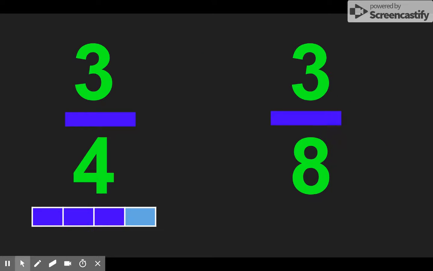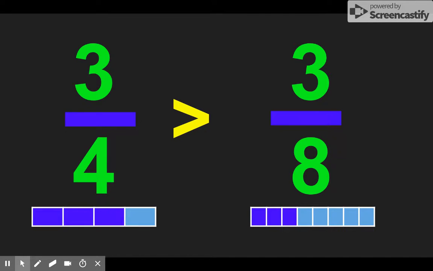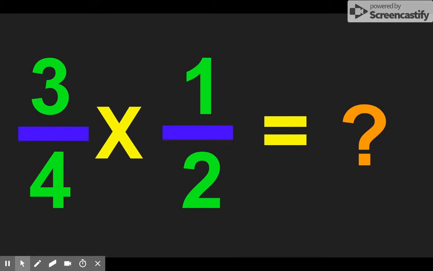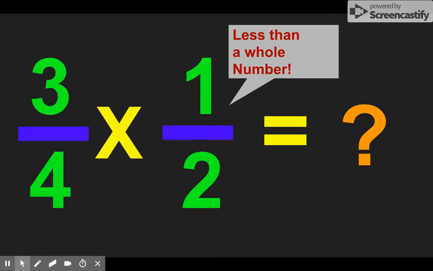But wait, you may say, 3/4 is bigger than 3/8. So how do we go from 3/4 to 3/8 and multiply and get a smaller number? Well, that's because when we do the problem, 1/2 is less than a whole number. And since it's less than a whole number, it's going to make the number that's being multiplied smaller.